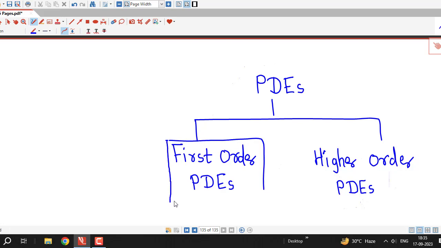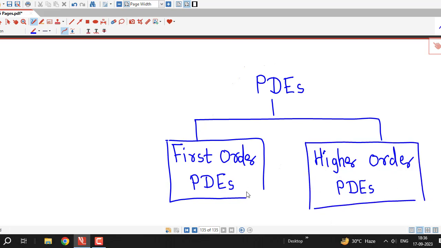Because the methods of solving first order partial differential equations and higher order partial differential equations are different. Therefore, we are discussing these two categories separately. And if you have not seen my lecture series on first order partial differential equations, you can watch it on my channel djganit. And from this lecture onward, we are going to focus on the methods of solving higher order partial differential equations.